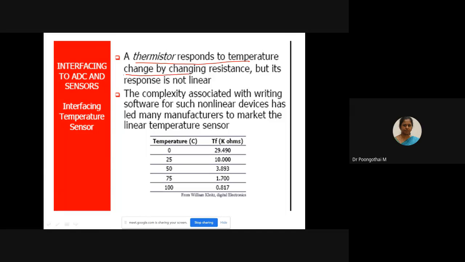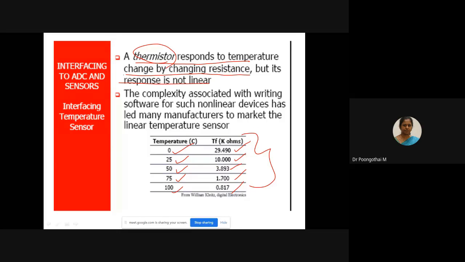It responds to temperature change by changing resistance, but the response is not linear in the case of a thermistor. Suppose the temperature is 0, the resistance is 29.4 kilo ohms. At 25, 10 kilo ohms, decreasing; at 50, 3.8. There is no linear scale here. At 75, 1.7; at 100, 0.817. So programming nonlinear devices is a very tedious process.